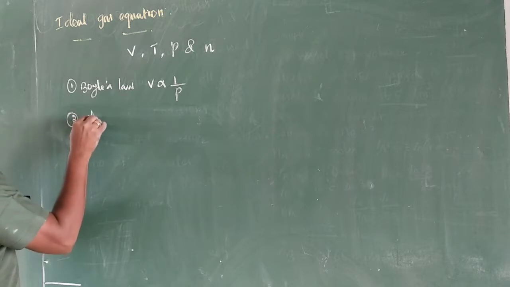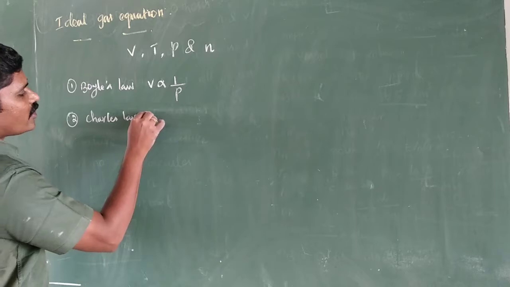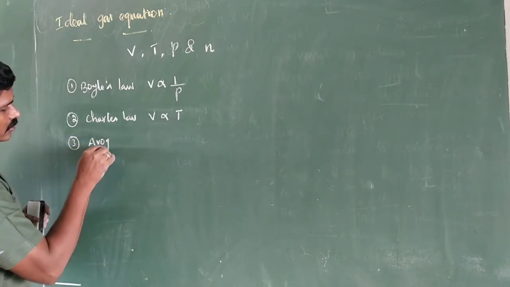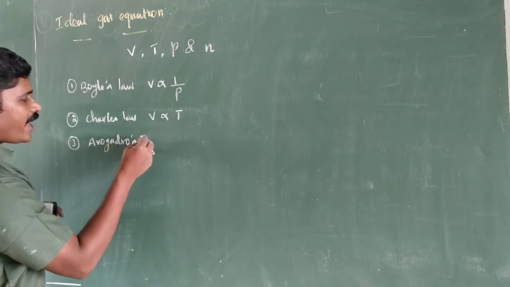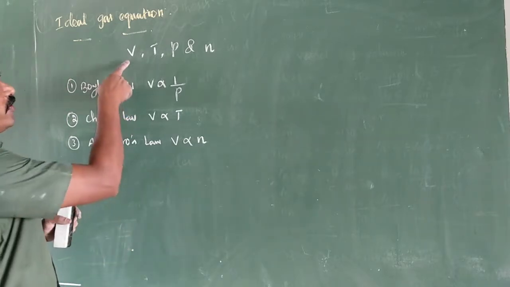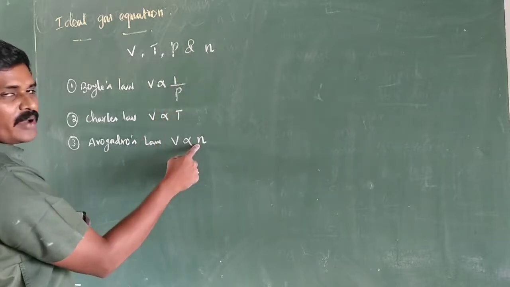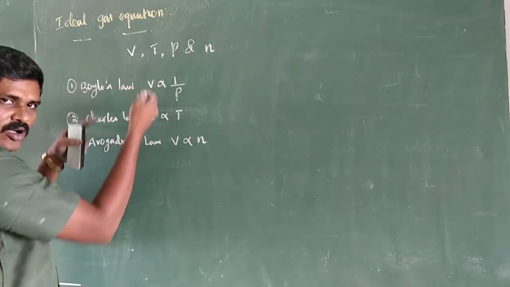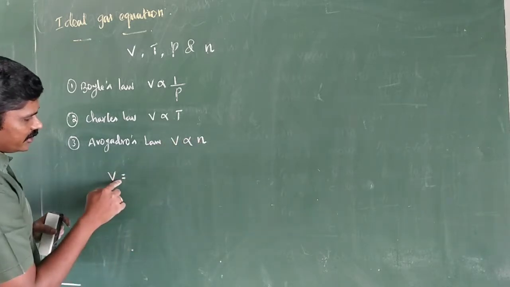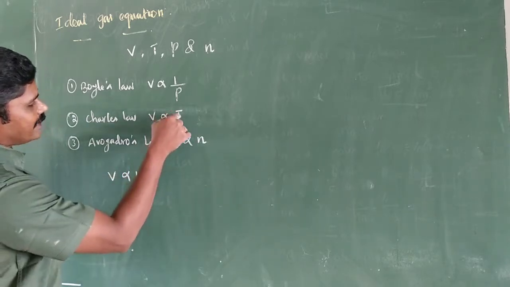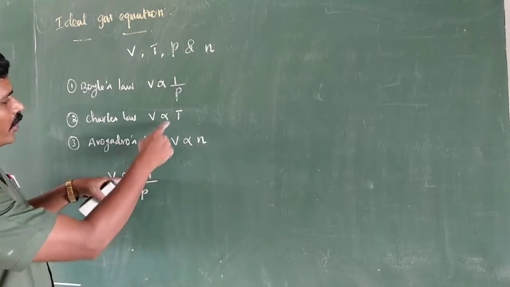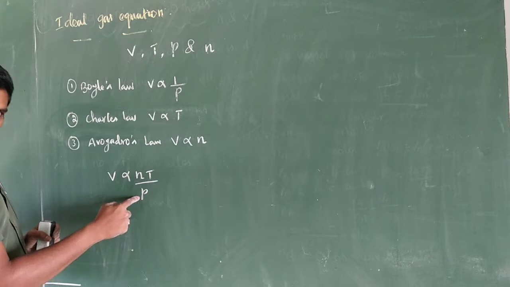The second law is Charles's law. The volume is directly proportional to temperature. The third one is the Avogadro hypothesis or Avogadro's law: the volume is directly proportional to number of moles. So there are four variables: volume, temperature, pressure and number of moles. Combining the above laws to give a general equation, V is directly proportional to number of moles and temperature, and inversely proportional to pressure.